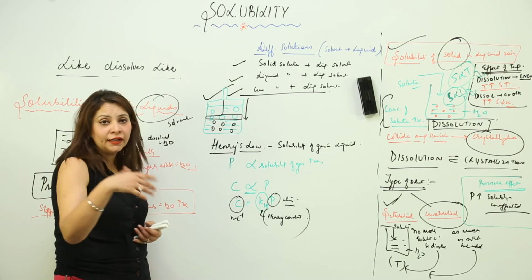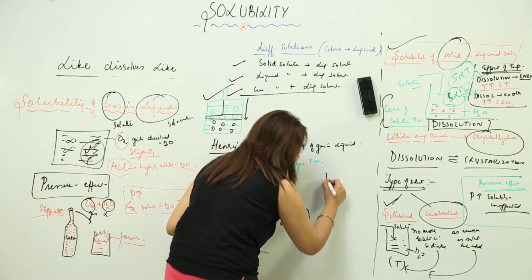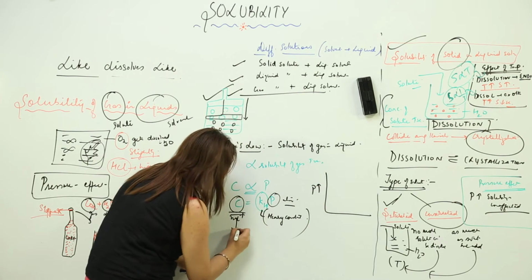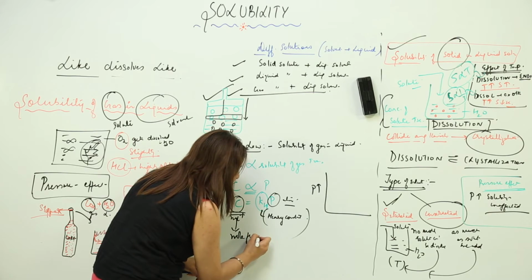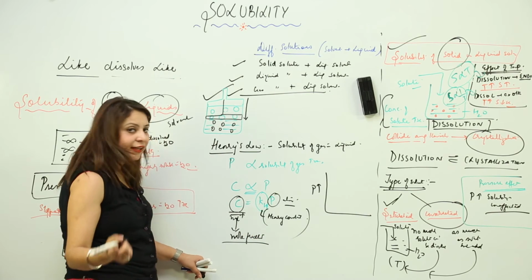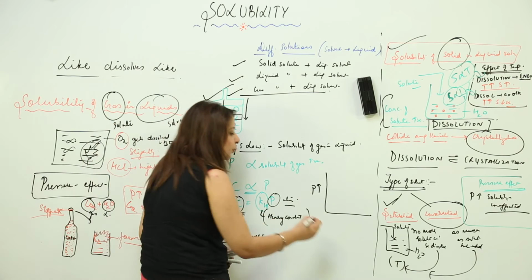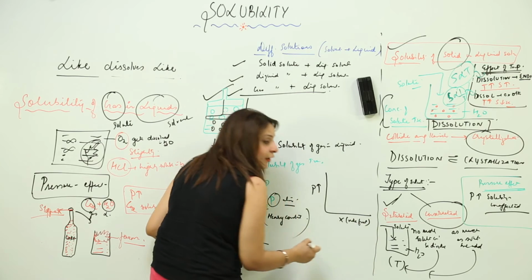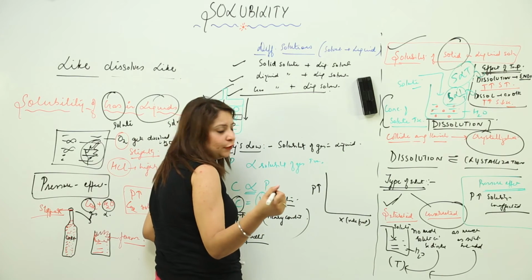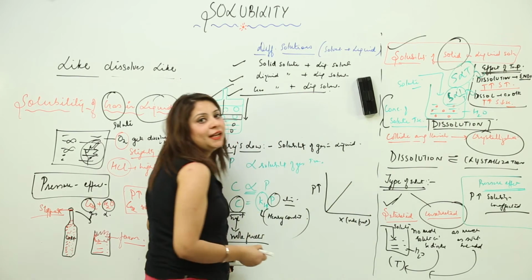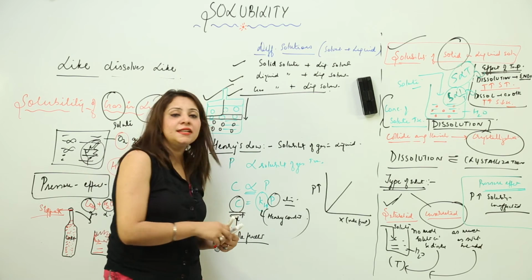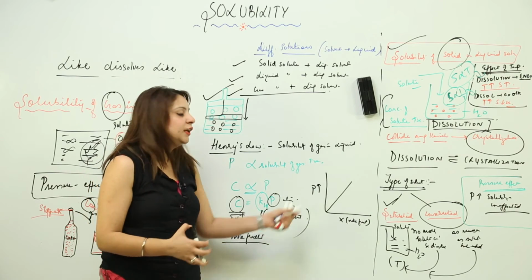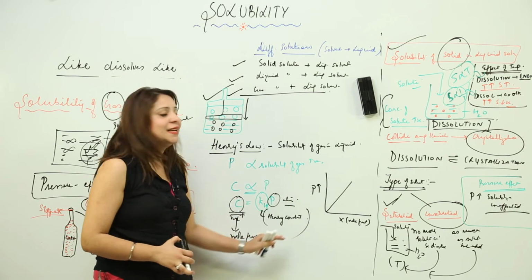So if we draw a graph for it, what will we get? Suppose I have pressure on this side. The solubility we can take in terms of moles, molarity, or mole fraction as well. Suppose I am taking mole fraction, that is X. What kind of graph do I get to see? I get to see a straight line. That means the solubility, or the mole fraction dissolved in the given solvent, just increases when we increase the pressure. So this is Henry's law.